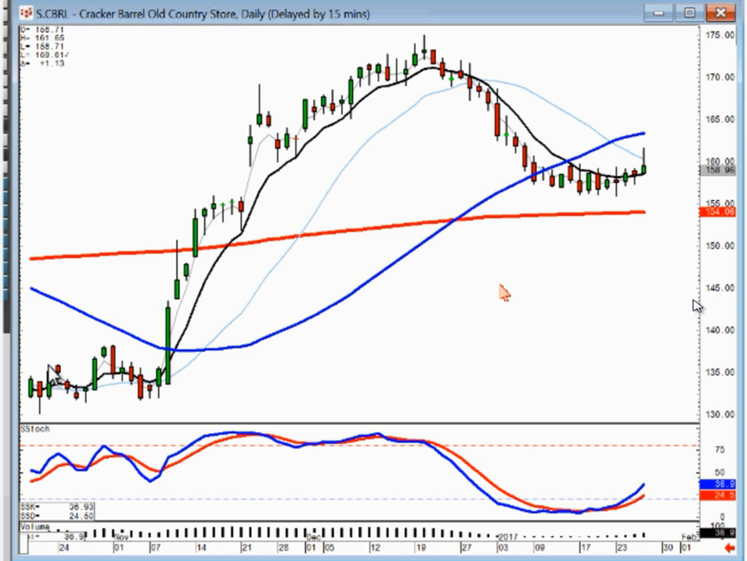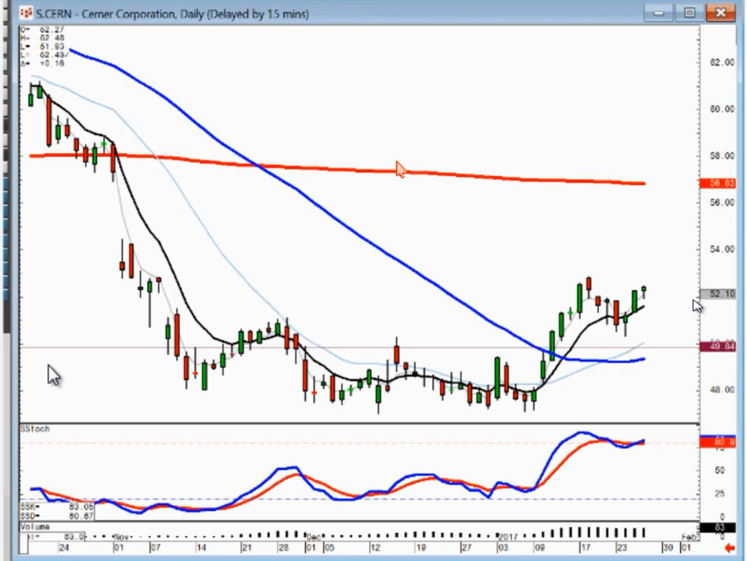CBRL, another one that if it opens positive tomorrow, you can be buying. That tells you the profit taking's over and they're staying up above the T-line. Then you just watch to see what happens once you get up here to the 50. Just watch to see what it does once it gets up to the 50.